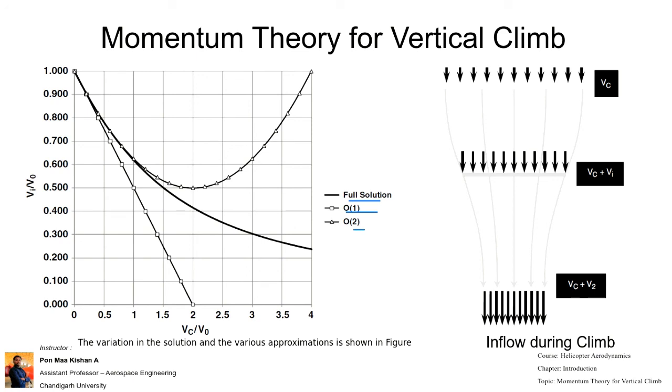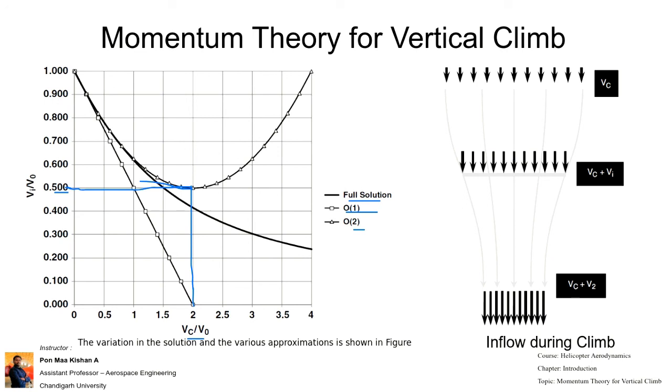So the maximum range is coming as half, that is 1 by 2. From here we can calculate that Vi is half into V naught, or correspondingly Vc is twice the V naught. So from this graph, if you are following the second order equation, we can easily identify that, according to the calculation we have done so far, the induced velocity during climb required is 1 by 2 of the induced velocity during hovering.